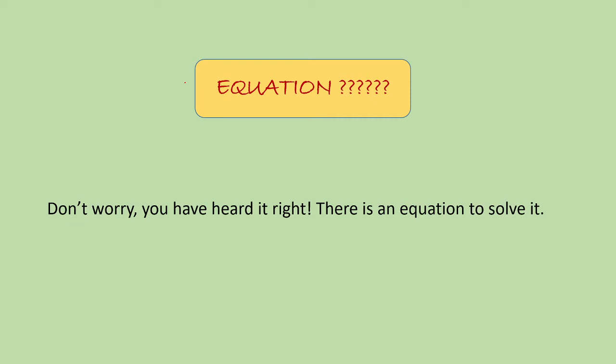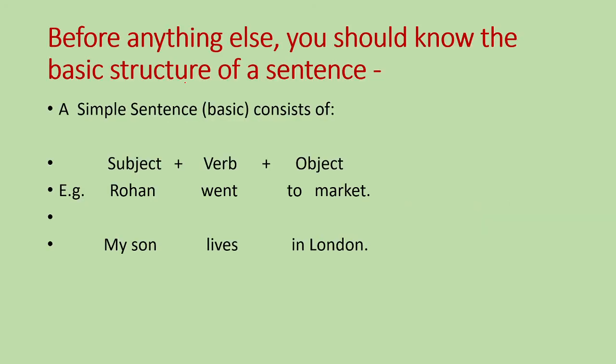So let's get started. Before anything else, you should first know the basic structure of a sentence. Very quickly I'll do it because you all know it. This is just for the beginners who are just learning to unjumble the sentence. So I'll go very fast. A basic sentence should have a subject, a verb and an object. For example, this sentence, Rohan went to market.